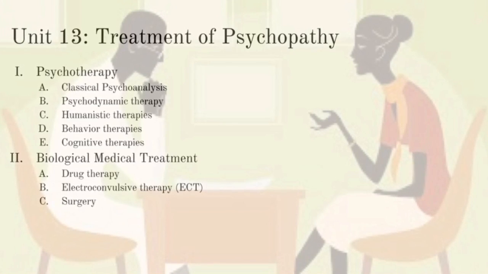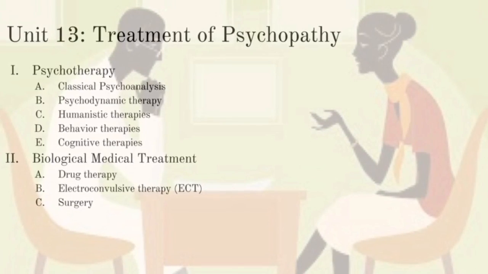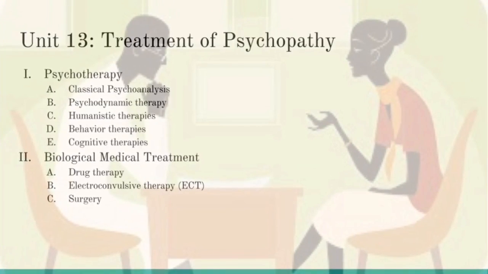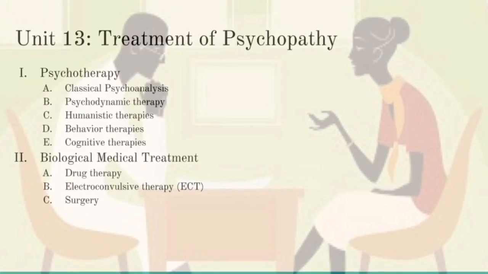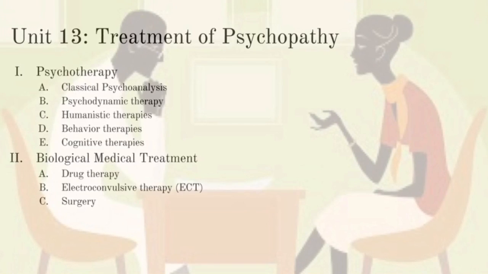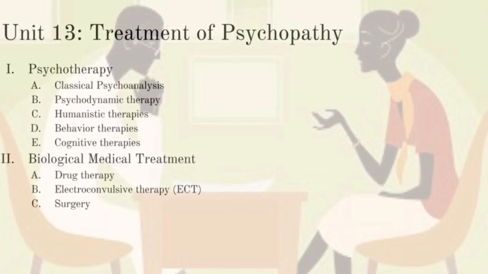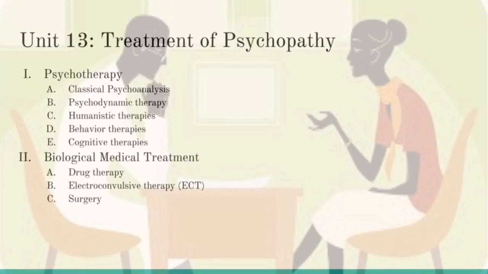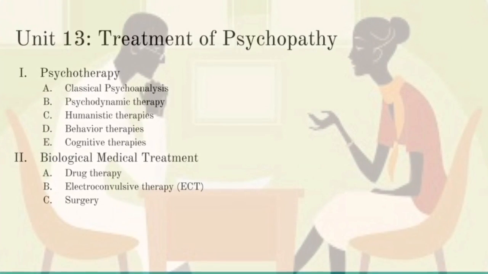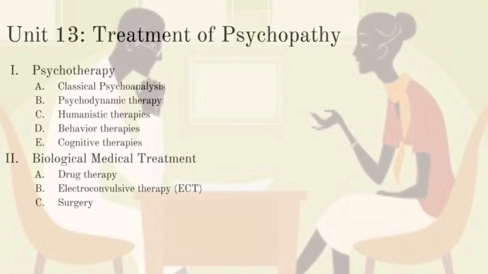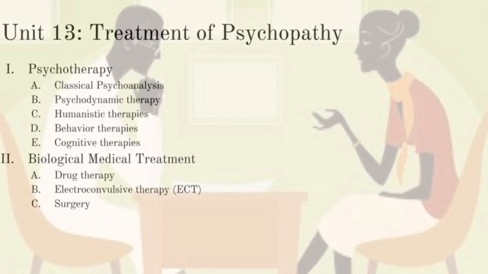Unit 13, Treatment of Psychopathology. 5 main psychological therapies are used to treat psychopathology: classical psychoanalysis, psychodynamic therapy, humanistic therapies, behavior therapies, and cognitive therapies. There are biological medical treatments which are used to treat pathology. The 3 types are drug therapy, electroconvulsive therapy or ECT, and surgery.